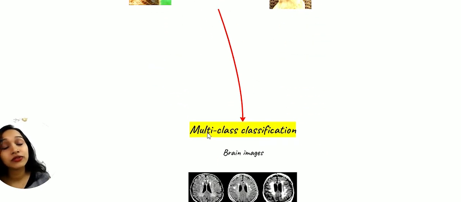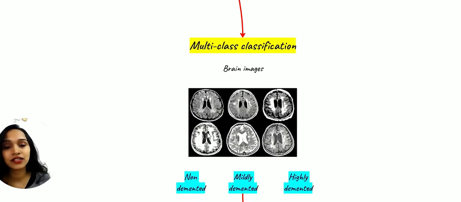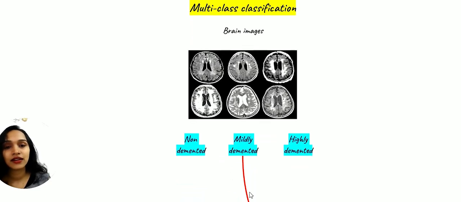So what if we have multiple classes? What if we are classifying the brain images into three different classes? Suppose these brain images are the images of people who are suspecting dementia. So we can classify these brain images into three different classes, like the images that are non-demented, patients who are mildly demented, and patients who are highly demented. So this becomes a multi-class classification problem now.